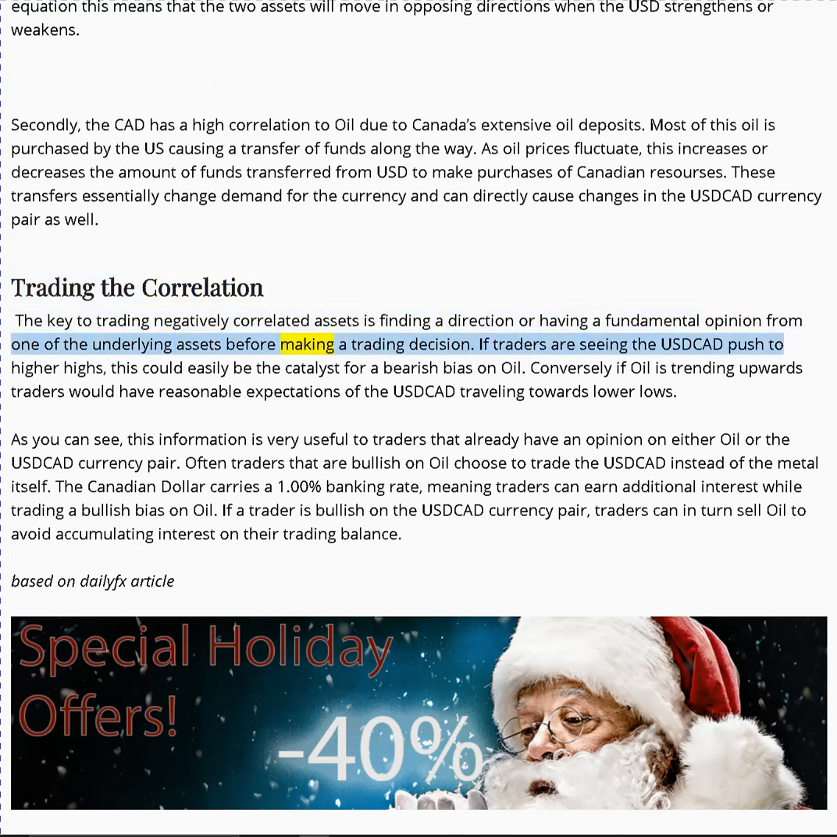Trading the correlation. The key to trading negatively correlated assets is finding a direction or having a fundamental opinion from one of the underlying assets before making a trading decision. If traders are seeing the USD push to higher highs, this could easily be the catalyst for a bearish bias on oil. Conversely, if oil is trending upwards, traders would have reasonable expectations of the USD traveling towards lower lows. As you can see, this information is very useful to traders that already have an opinion on either oil or the USDCAD currency pair.